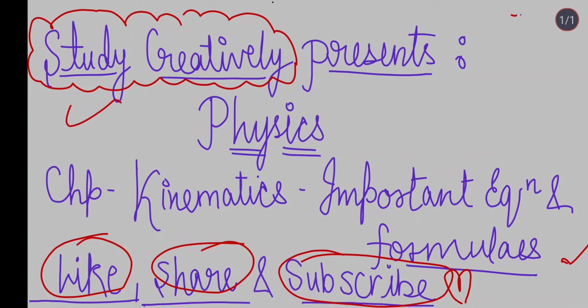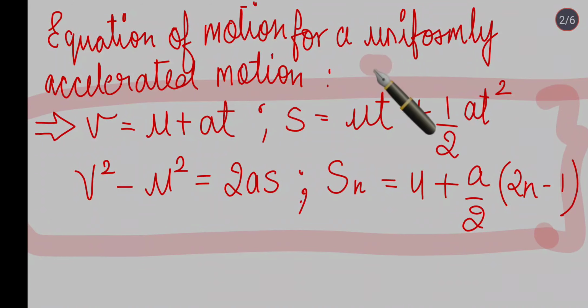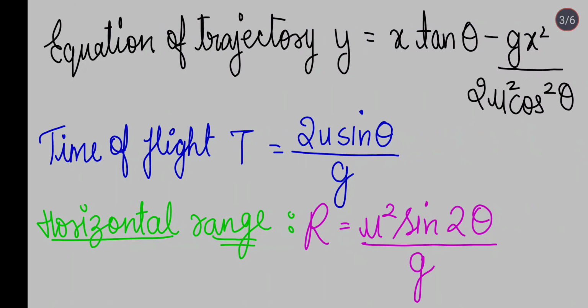So without any further delay, let's dive into this chapter's important equations and formulas. As I just said, we are going to be starting with the equations of motion for uniformly accelerated motion. This is what we already did in the previous video, where we talked about the chapter Motion in a Straight Line. These were the equations that we have to revise and remember for uniformly accelerated motion. Okay, hope you do that. And I hope you watched that part where I discussed all the important equations and formulas of the Motion in a Straight Line chapter. Now moving on to kinematics.